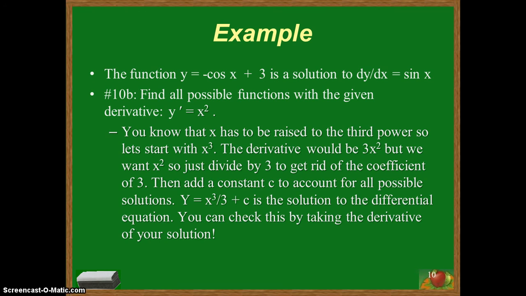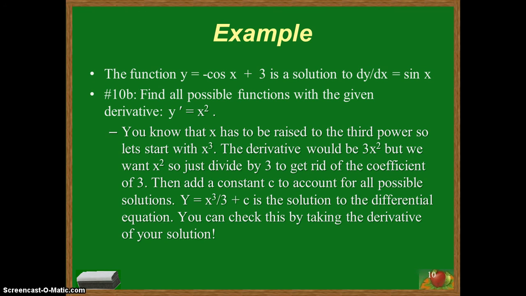How can I check this? If I take the derivative of y, do I not get sine of x? There are many solutions to this equation because negative cosine of x plus 237 would also be equal to sine of x when you take the derivative. Okay, so let's do a practice problem.